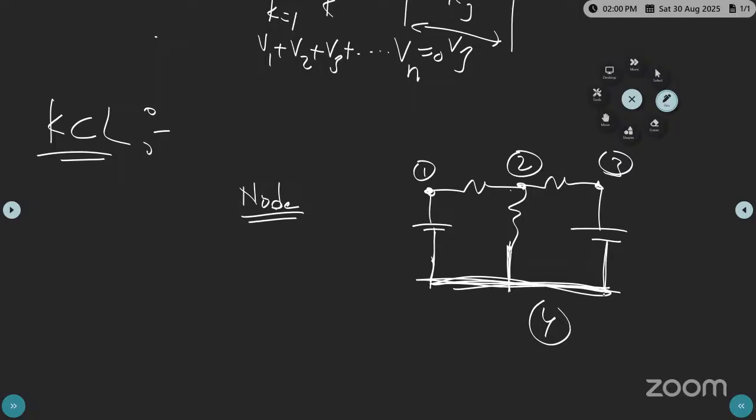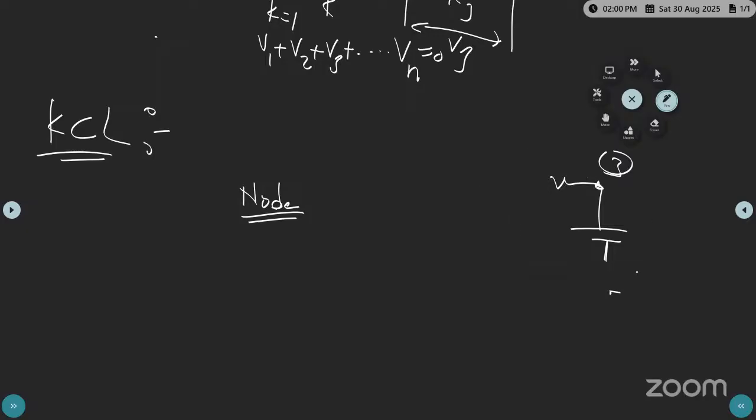Okay, so how many nodes are there? 4 nodes. So a node is a point where two or more elements are connected. How many elements are connected here? 1, 2. Two is enough, or more. Here 3 elements are connected: 1, 2, 3.